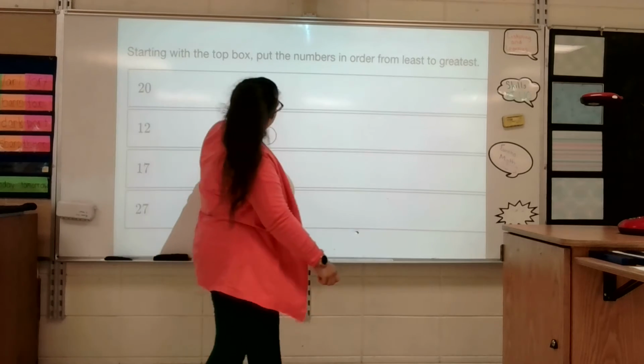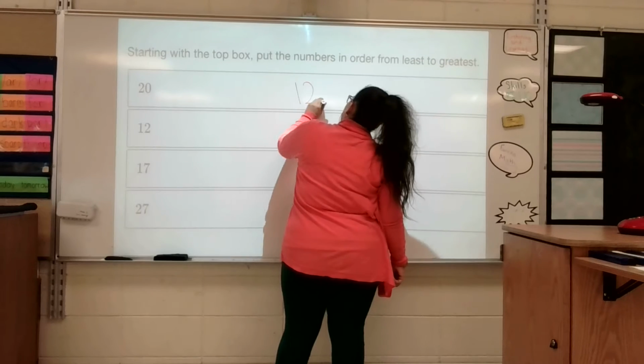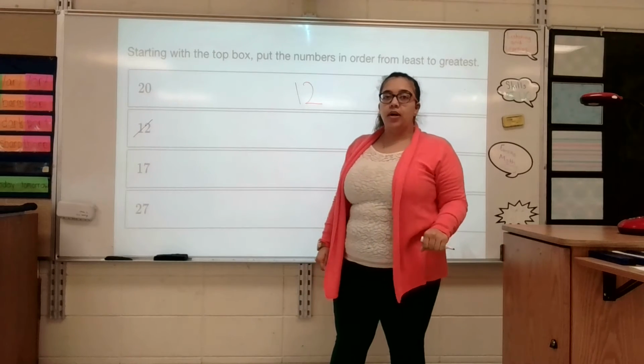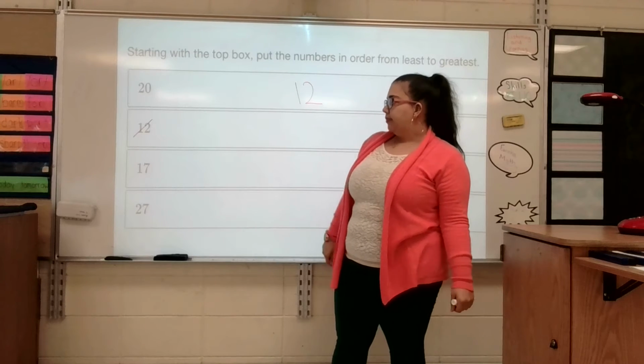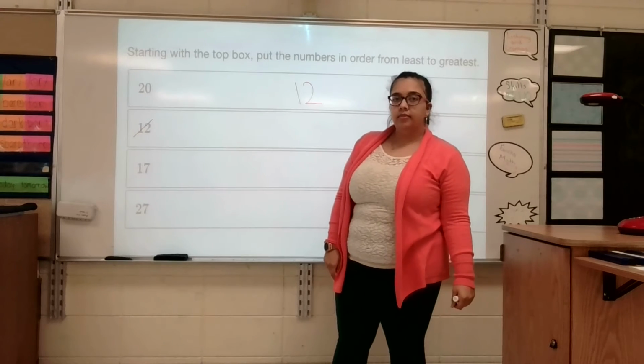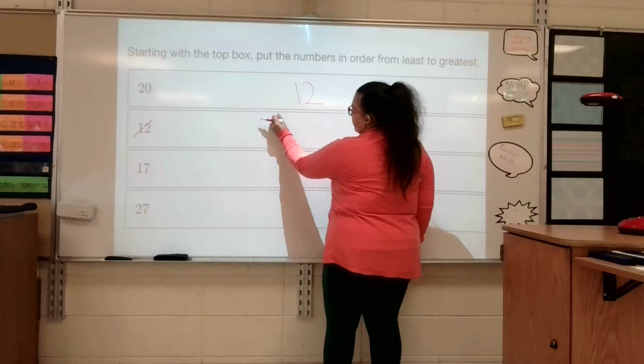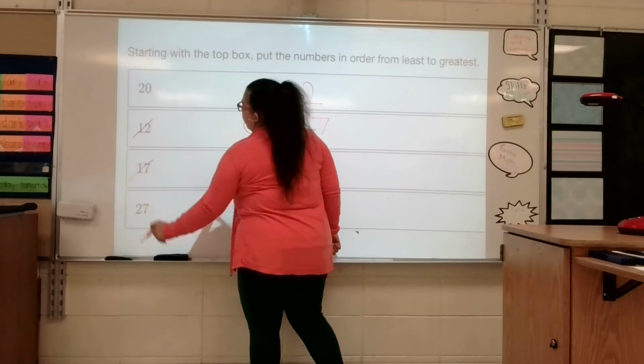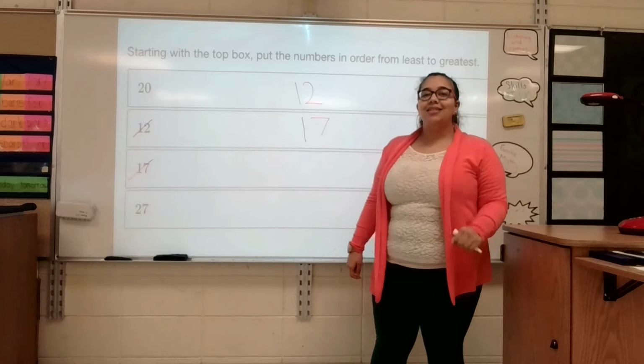I should drag 12 to the top. Good. 12 is the least. It's the smallest. Because 12 is 1 ten, 2 ones. What's the next number in this set? I'm going to drag 17 up to the second spot because 17 is 1 ten and 7 ones.